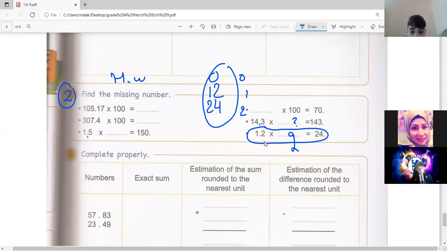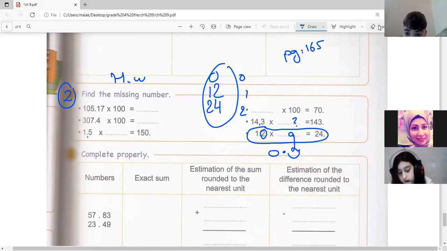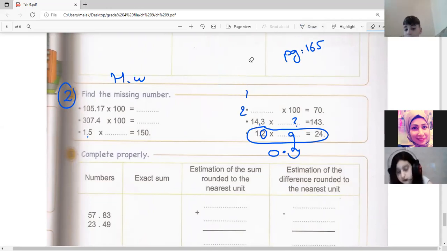We have one digit after the point. So we should count one digit. Yes, and it's here. We fill the empty space with zero. So it's here 0.2. Did you copy? Yes, just this part. Finish the homework.